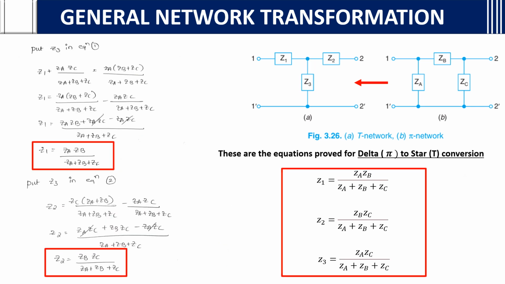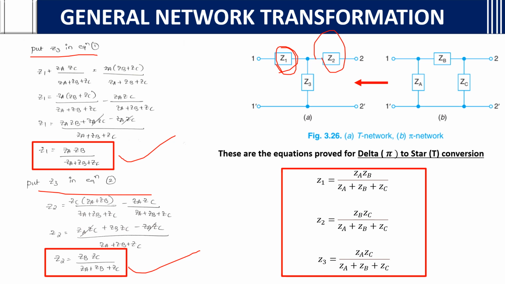if you equate based on this Z3 in equation 1 from the previous slide, what do you get? The Z1 equation. To get the value of Z1, you get ZA ZB by ZA plus ZB plus ZC. Then put Z3 in equation 2, and whatever Z3 value you get, if you put it in the previous equations, you will easily get the other values.